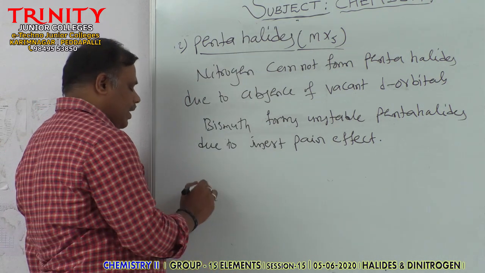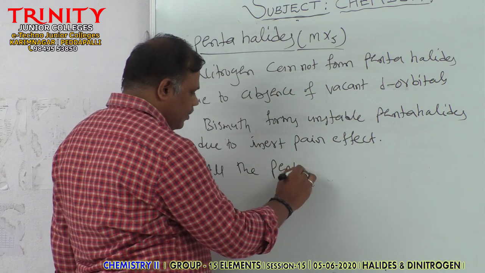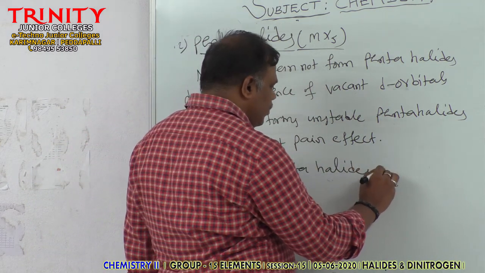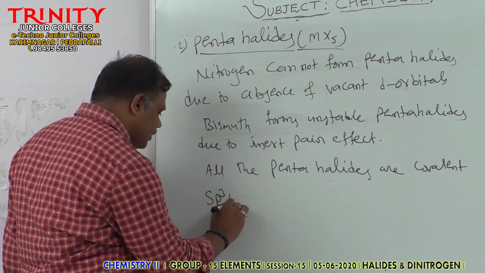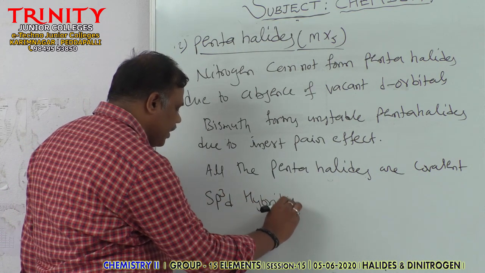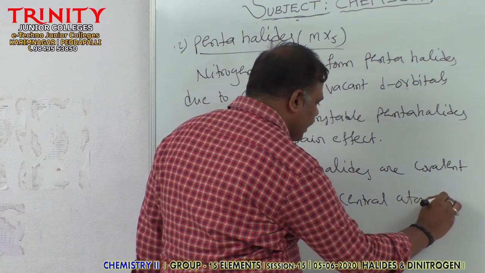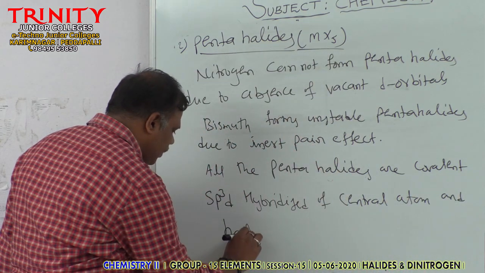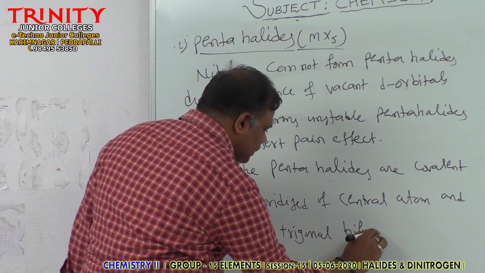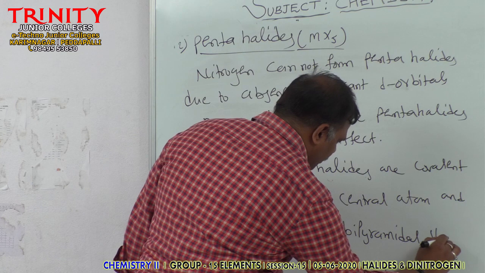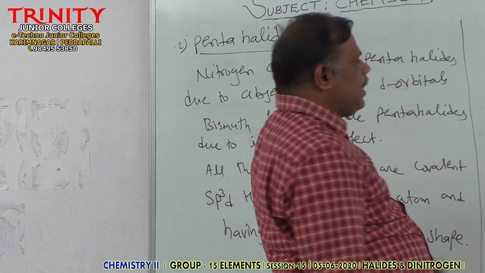All these pentahalides are covalent and sp3d hybridized at the central atom, having trigonal bipyramidal shape, TBP. Then what about hydrolysis of pentahalides?